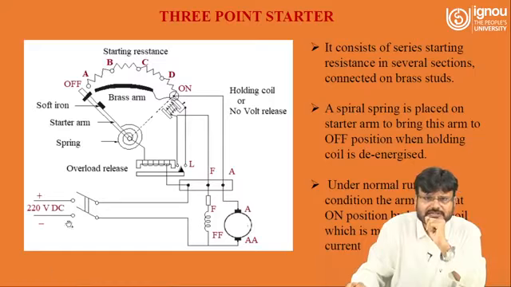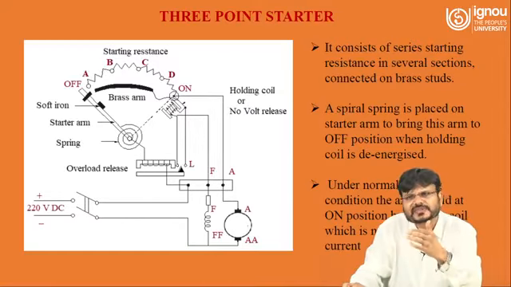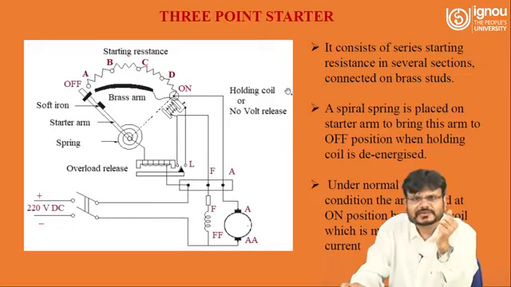So here you can see in the diagram, a 220 volt DC supply voltage is applied to this DC shunt motor. This extra circuit is of the starter, or you can say this mechanism is being used to put some extra resistance in series with the armature. So we are discussing here the 3-point starter. Basically, a 3-point starter consists of series starting resistance in several steps.